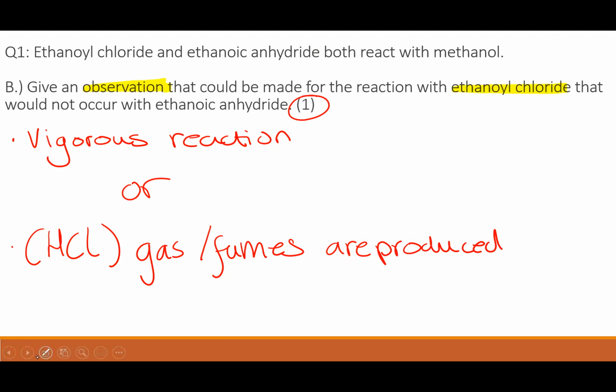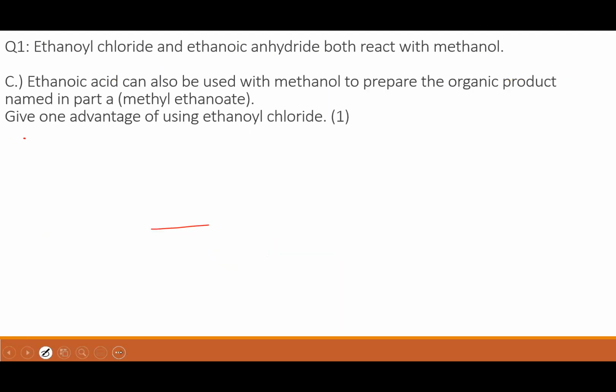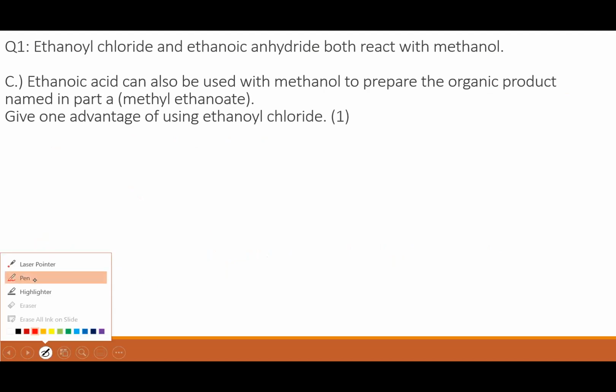So then the final part for question 1 is part C. And part C is: ethanoic acid can also be used with methanol to prepare the organic product named in part A. And the organic product named in part A was methyl ethanoate. It doesn't give you that in the question. I've just written it so we can see it again, because it isn't going to give it to you, as that was part of the answer before.